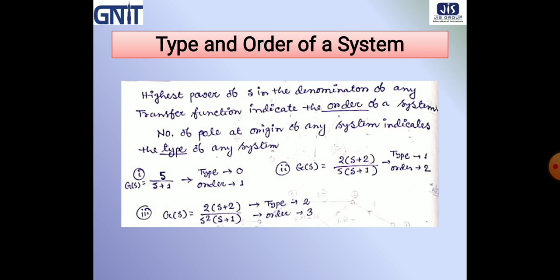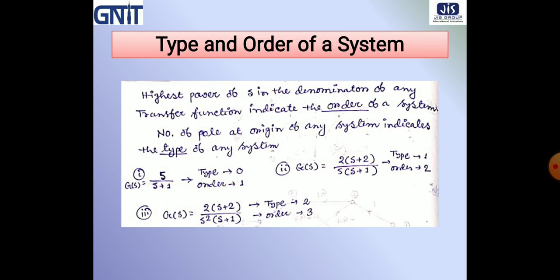So if we want to calculate the order of a system, then we have to see the numerator and then the denominator part. The higher order of the denominator is our order. The highest power of s in the denominator of a transfer function indicates the order of a system. So if we consider this equation, the highest power of s is 1. So the order of the system is 1.